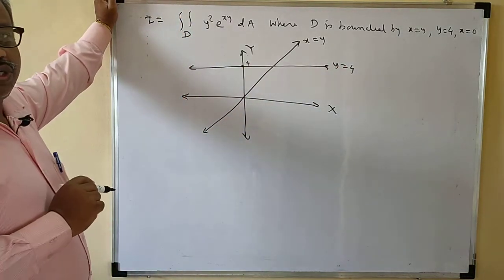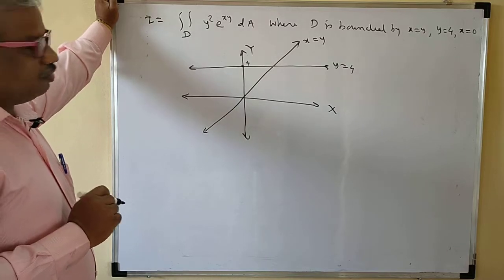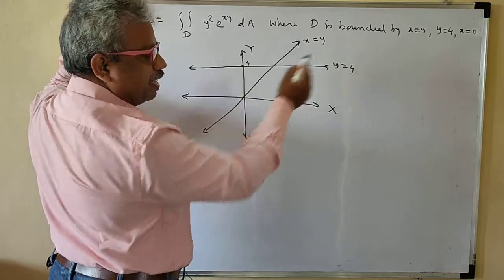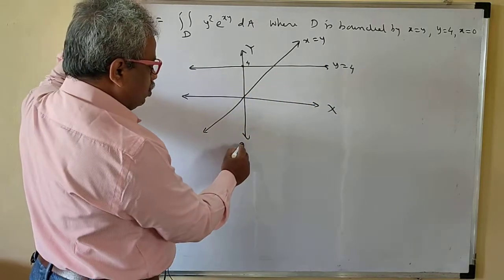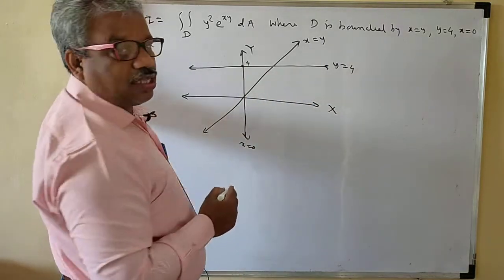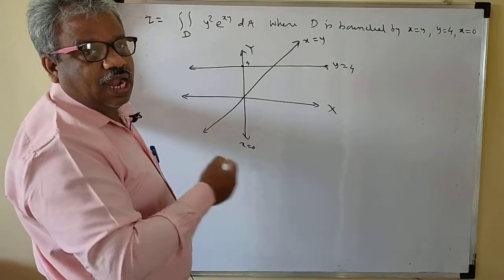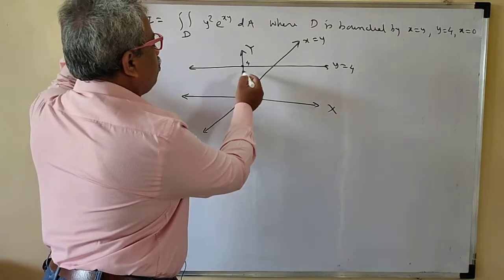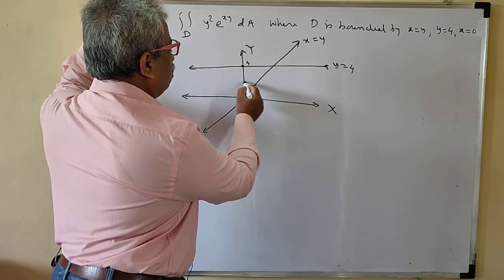Then x is equal to 0 is nothing but the equation of the y-axis, and y is equal to 0 is the equation of the x-axis. So that means this is your region.